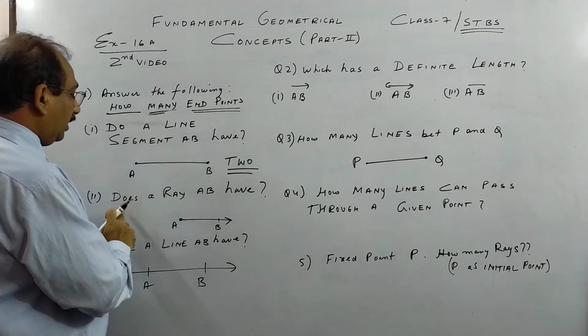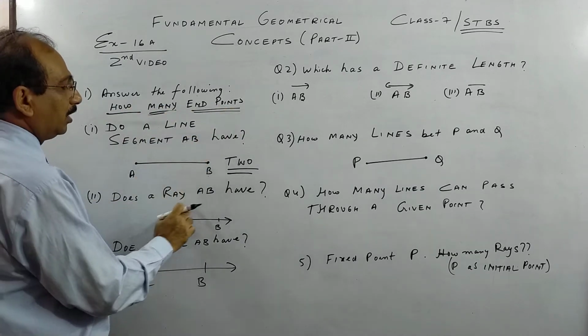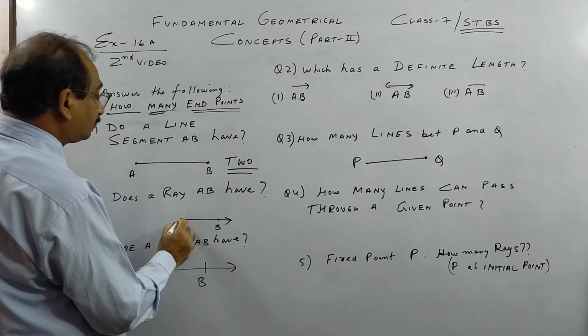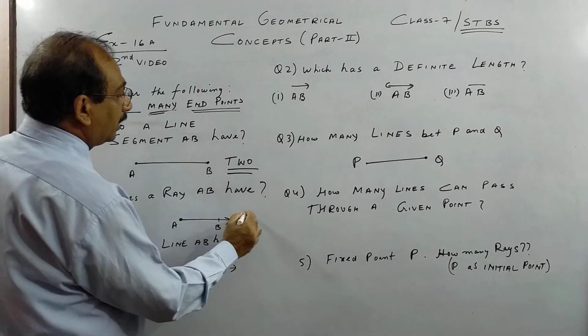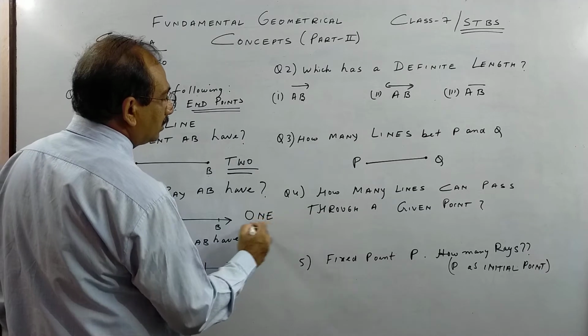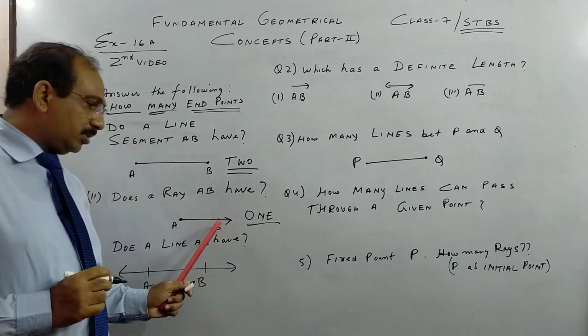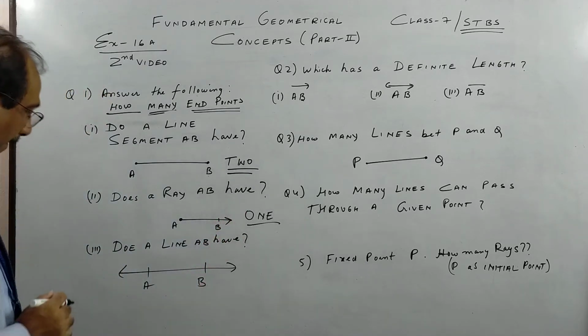How many endpoints does ray AB have? So you see, one endpoint it has. Next, it goes to infinity. It starts with A and it goes on. It does not stop at B, it goes on.